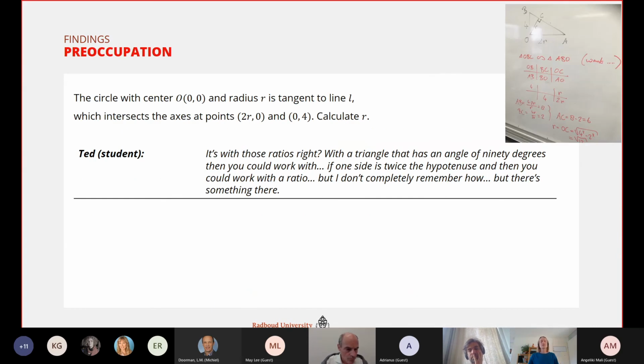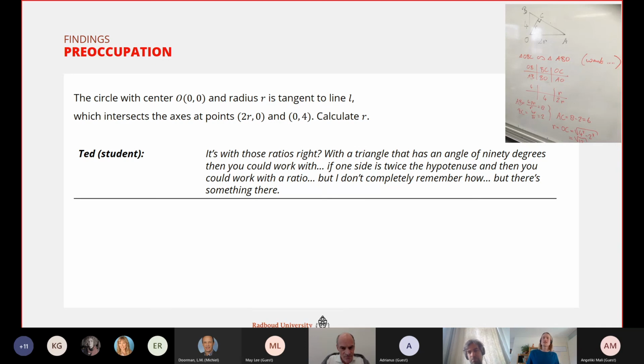And something else that can happen is maybe kind of the opposite. We recognize this solution method from earlier. It involves similarity, and the teacher really wanted this to be part of the whole class discussion. And then a student says, it's with those ratios with a right angle triangle, and one side is twice the hypotenuse, then you could work with the ratio.